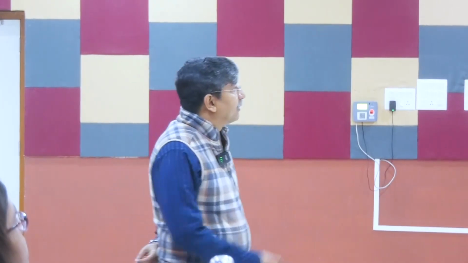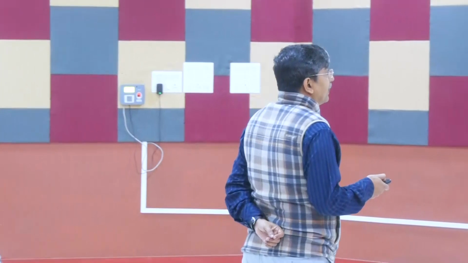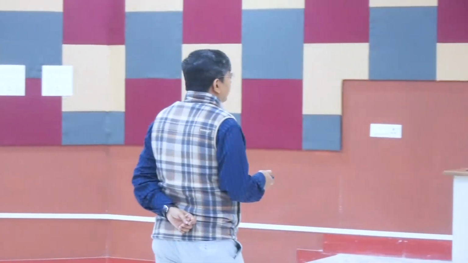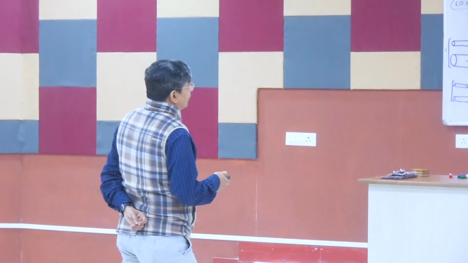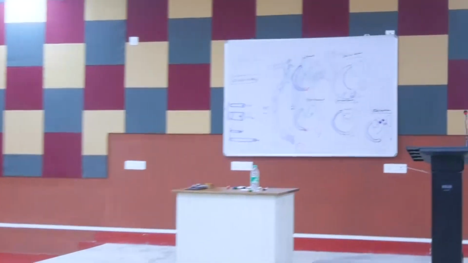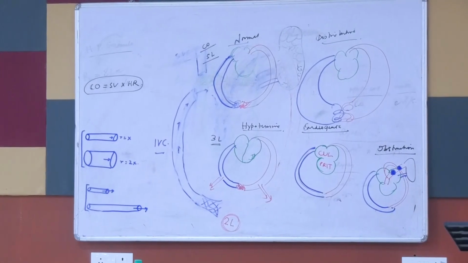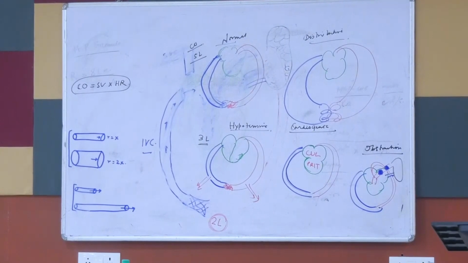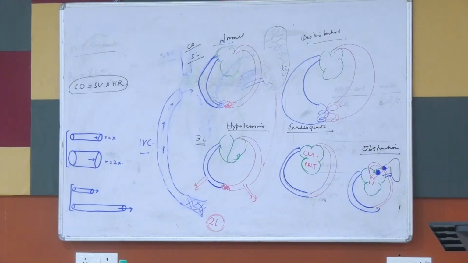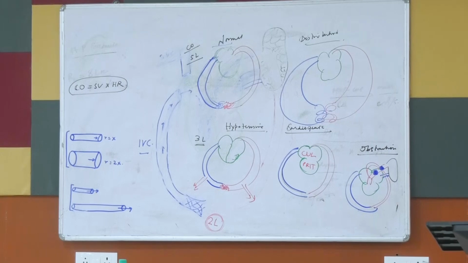So now, if I look at it, distributive shock, there is vasodilatation, both arterial and venous. This is the normal, this is the distributive. Okay. So because of this pulling, there is relative inadequacy of intravascular volume. Okay. Cause sepsis, anaphylaxis, neurogenic. So blood pools in the venous capacitance vessels. Veins are more capacitance vessels.